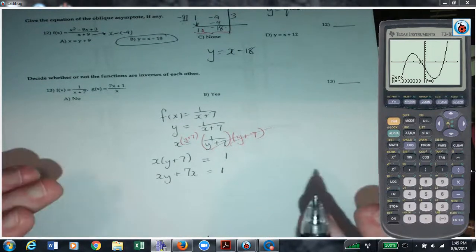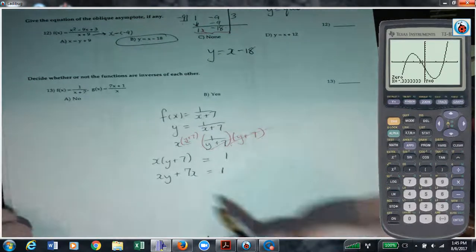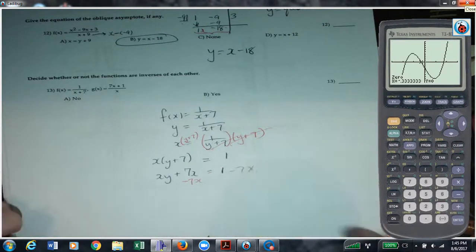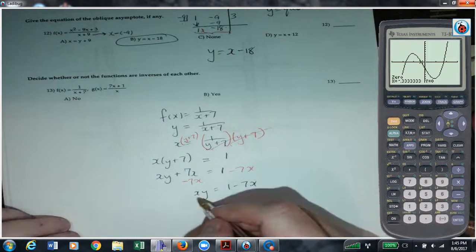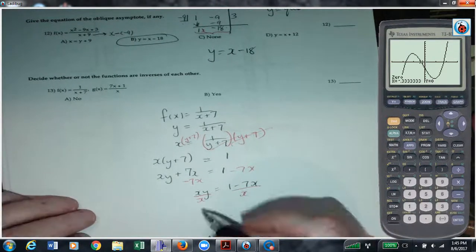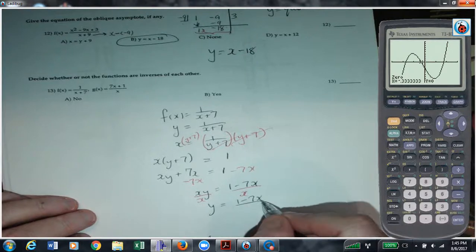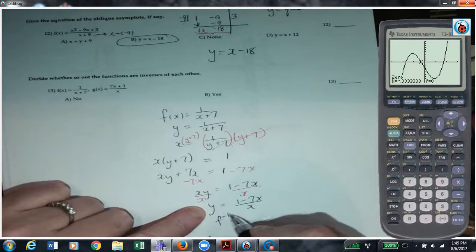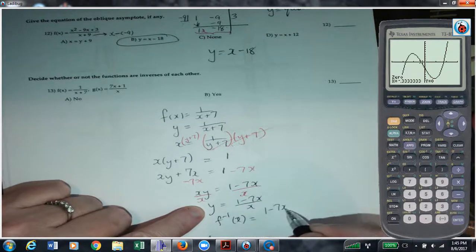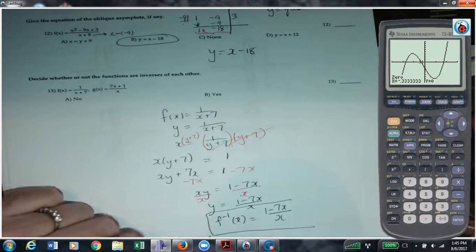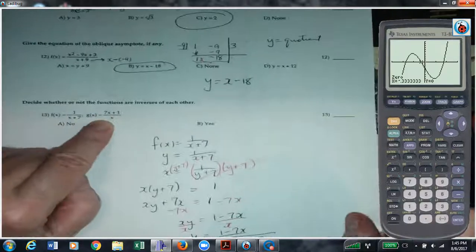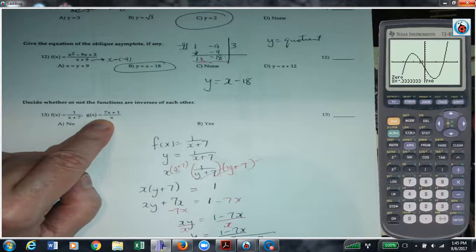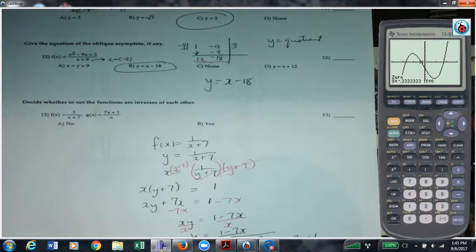Now, if I'm going to solve for y, I got to get y by itself. So subtract 7x from both sides. And now divide both sides by x to get y by itself. So I have y equals 1 minus 7x over x. And so that is what my inverse is, because I've got y by itself. This is a correct answer. Now, looking at what we have here, I can put that first. Or I can split this up.